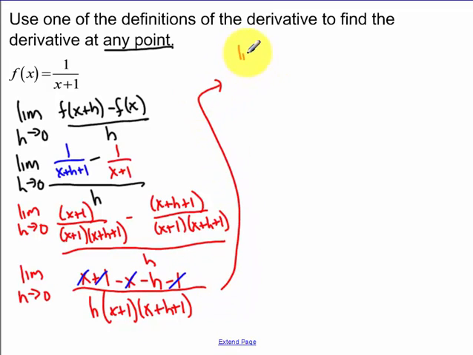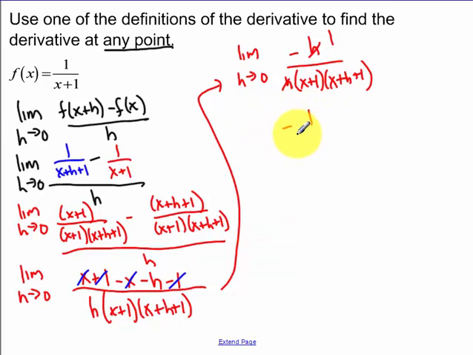So I'm left with the limit as h goes to 0 of a negative h over an h times an x plus 1 over an x plus an h plus a 1. That cancels to become a 1. So now I can plug in 0 and get negative 1 over x plus 1 times x plus 1, or negative 1 over x plus 1 squared.